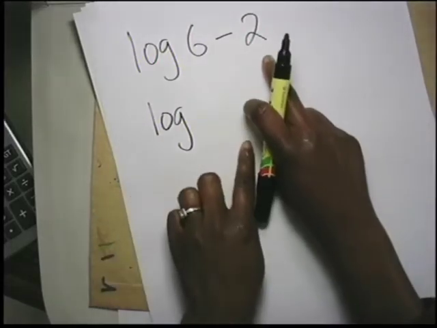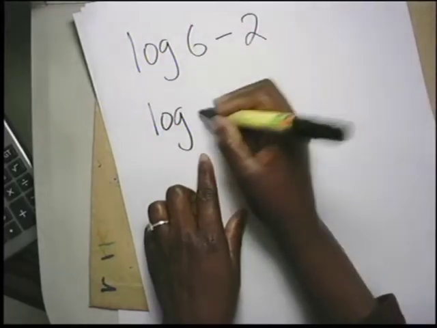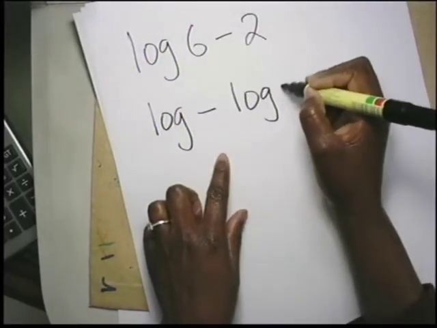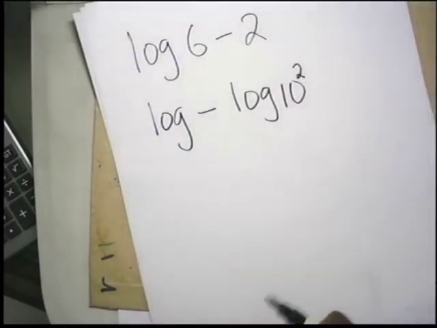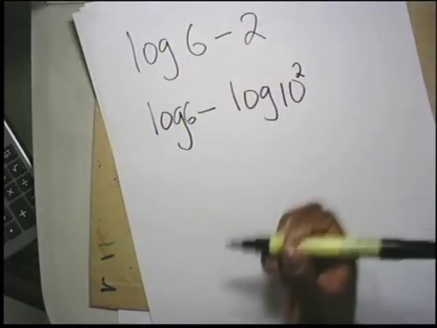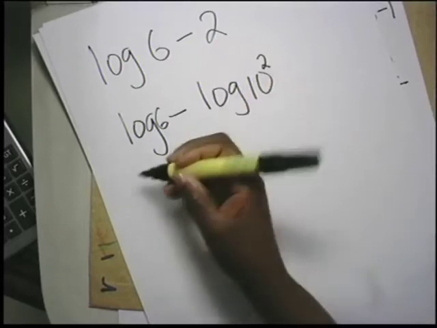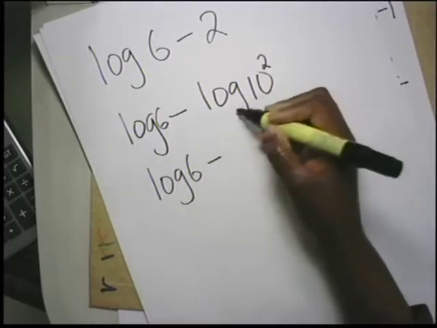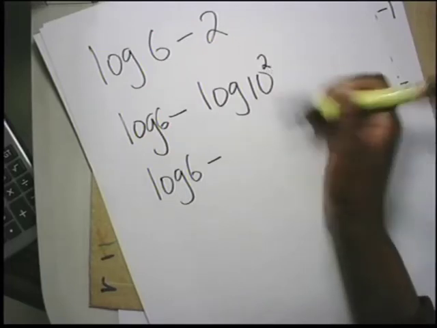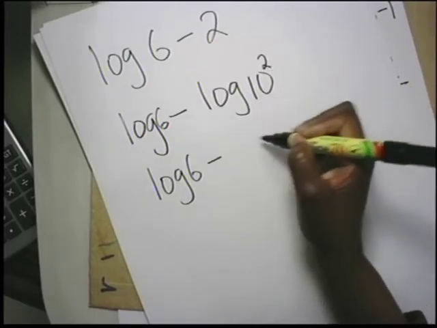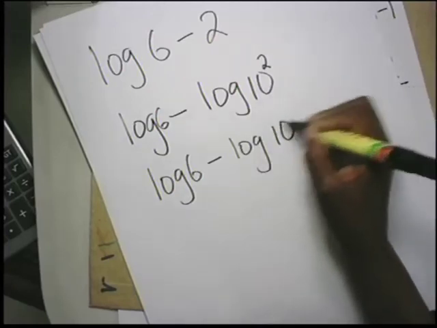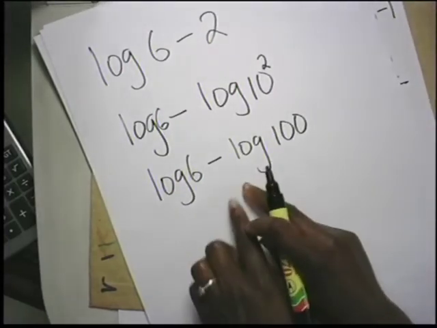Now, in case we have a single number here, you assume that the base is 10. So this one can be written as log 10 power 2. This is log 6. Then we continue, we have to simplify this one. So log 6 minus log 10 power 2 will give us what now? Log 10 power 2 is 100. Okay, this is what you have now.